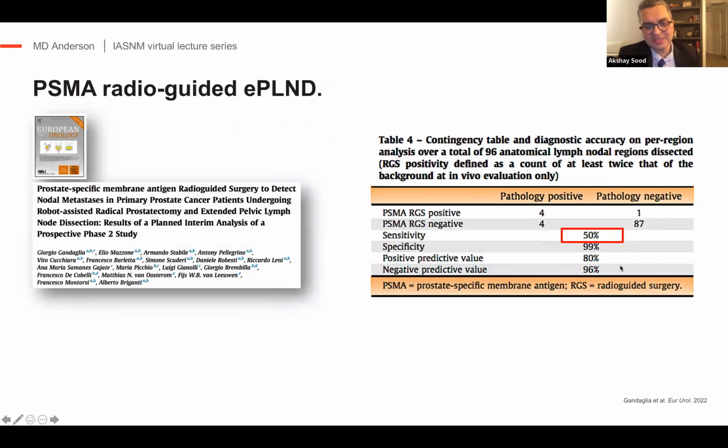I'll discuss those results here, the key results from this paper. So the hope was that we know that PSMA helps obviously in metastatic disease staging, maybe a little bit in nodal staging, but maybe if we use the probe directly during surgery, it may improve the nodal staging. But unfortunately, in the 16 patients they did, with a total of 96 anatomical lymph node regions, the sensitivity for PSMA still remained fairly low.